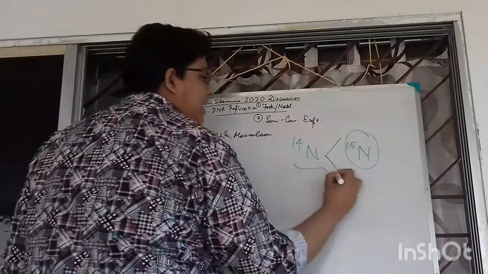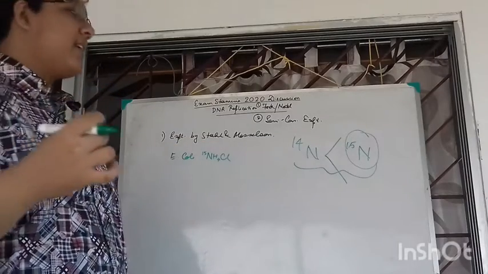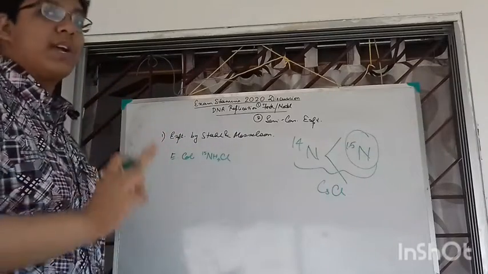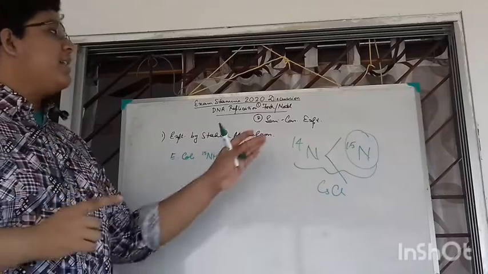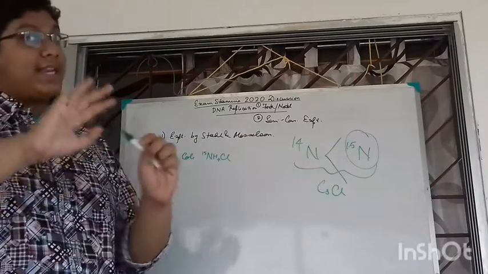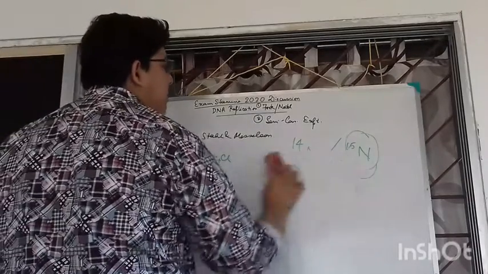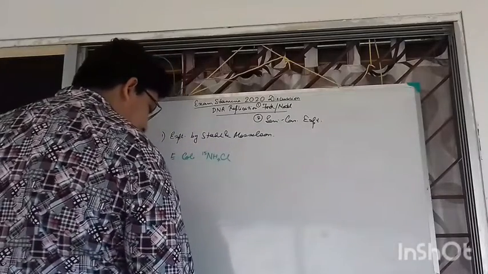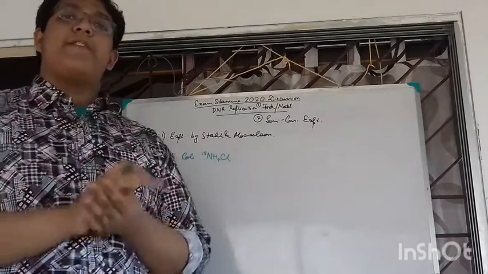Thus these two weights can be easily separated by centrifugation in a cesium chloride gradient. With the cesium chloride medium, if you centrifuge them, the difference in weight due to 14N and 15N gets separated. So what did they do? They had grown E. coli in a 15NH4Cl medium and kept it for several hours.